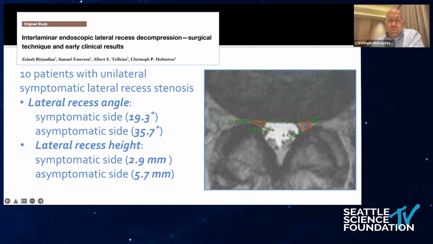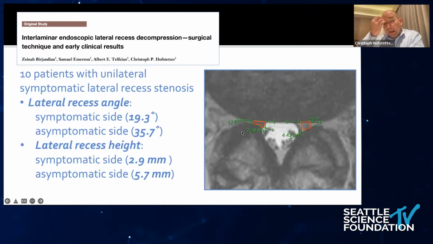Decision making needs to be done, for example, with an L4-5 lateral recess stenosis in the setting also of moderate L5-S1 foraminal stenosis. Really nobody can tell you if the L5 nerve root is compromised in the lateral recess or in the L5-S1 foramen. So having those measurements can help you guide and get into the right direction.